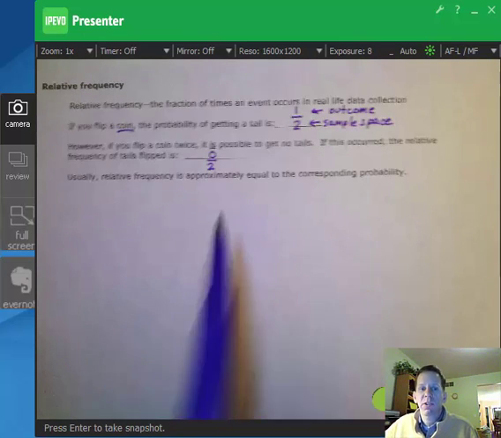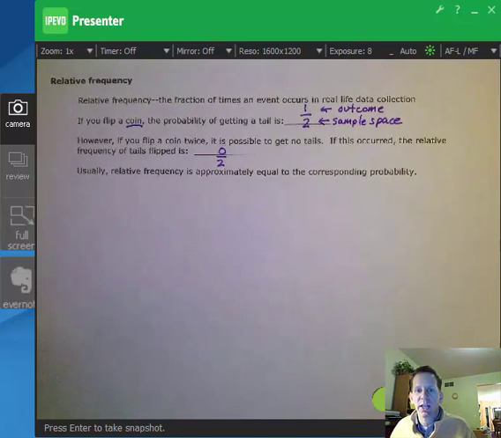So relative frequency is what happens in real-life data collection. Sometimes it's different from what we see from the probability.